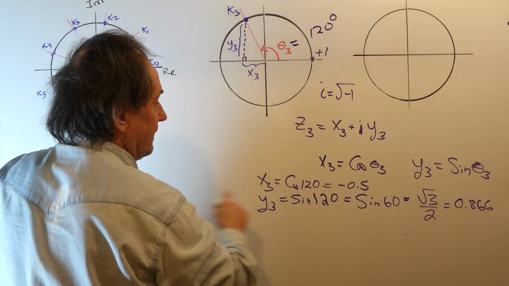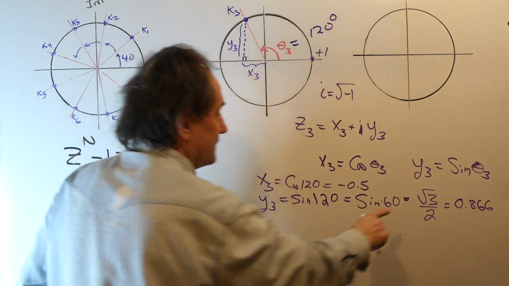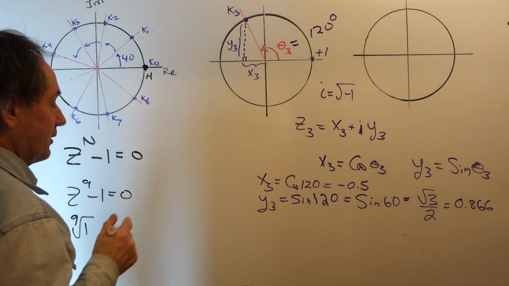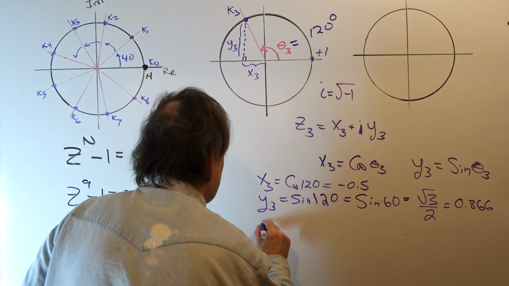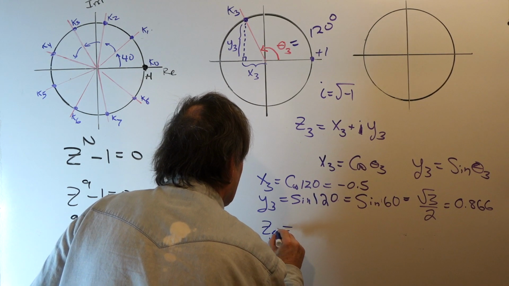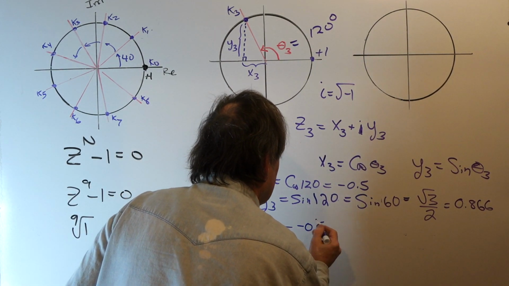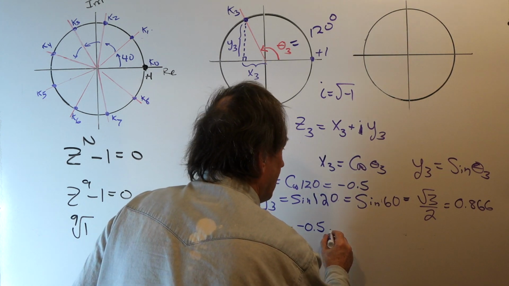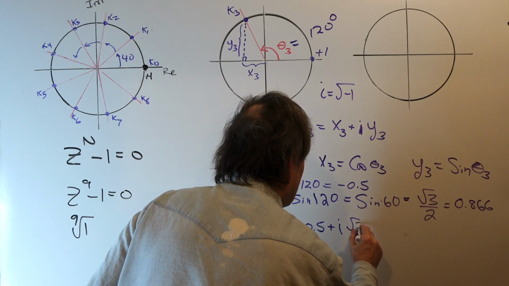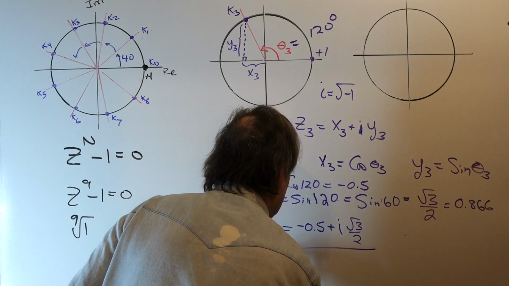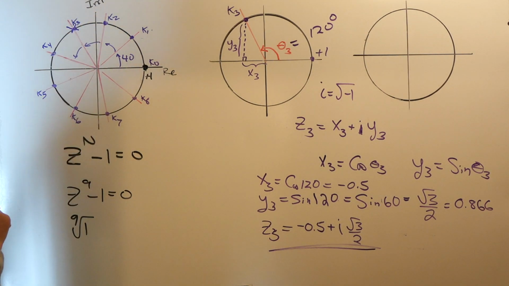So the real part is minus 1/2. The imaginary part is a positive square root of 3 over 2. So our z3 then, one of the roots of unity, is minus 1/2 plus i square root of 3 over 2. That's one of the roots. That's this one right here that we just found.